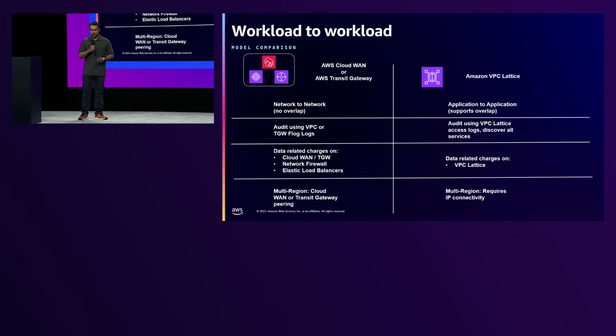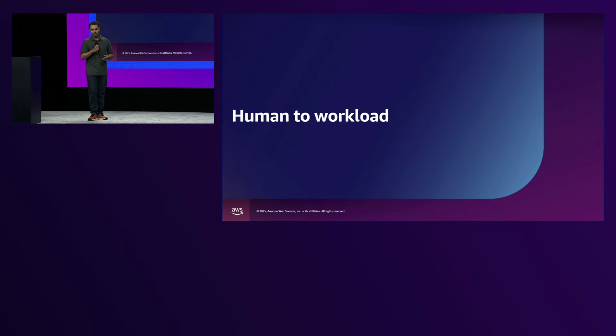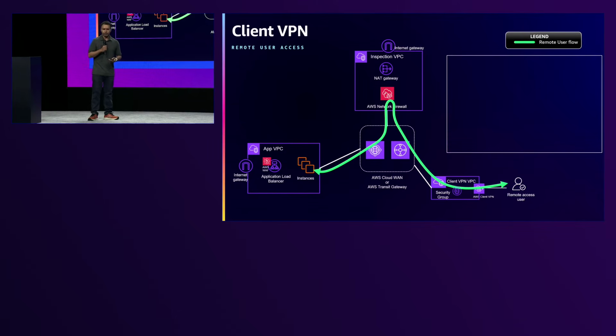All right, so with this, folks, we are going to move into the human to workload traffic pattern. So this is the remote workforce connectivity. Now, this is the diagram you saw earlier. Your use case is you have a remote access user on the bottom right trying to access some AWS applications on the left side. And in this case, we are going to be talking about AWS Client VPN first.